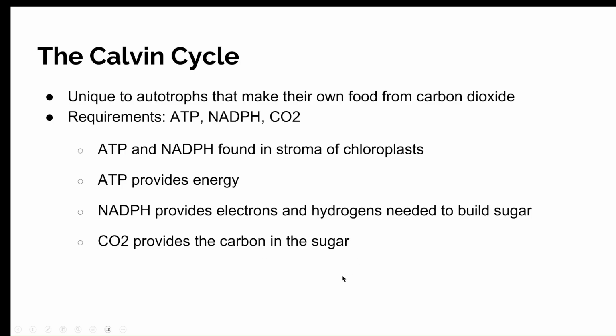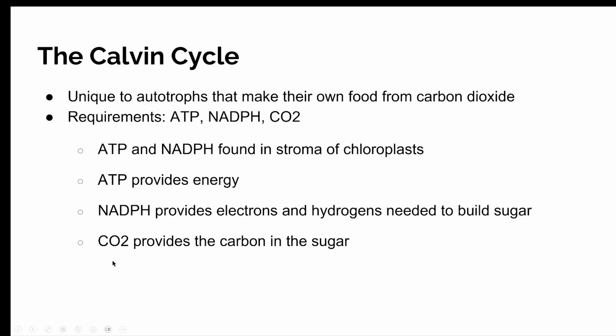If we remember from Unit 1 when we talked about macromolecules, when we learned about carbohydrates, we learned that all carbohydrates have some type of structure where it's a 1 to 2 to 1 ratio of carbon to hydrogens to oxygens. So we do need carbons in order to make carbohydrates, and sugar is a carbohydrate. So where do we get those carbons? Those carbons come directly from carbon dioxide.